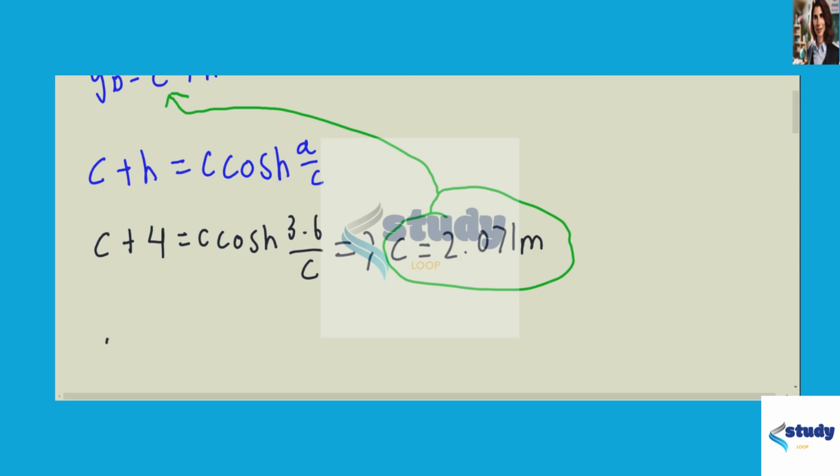So this length y of D is going to be equal to c plus the length h, which is equal to 6.07 meters.